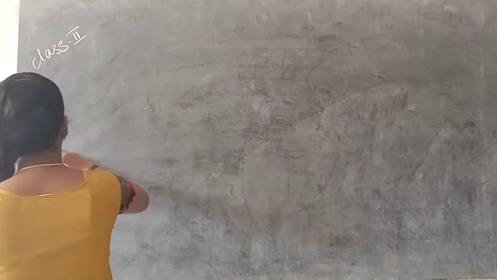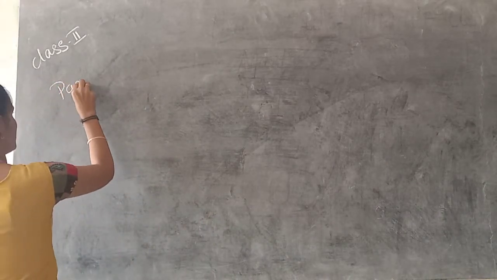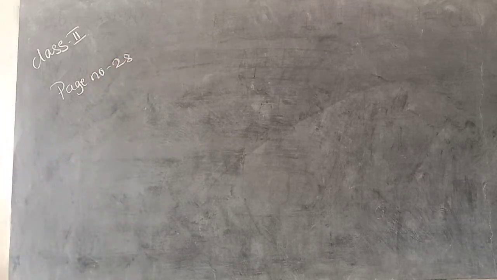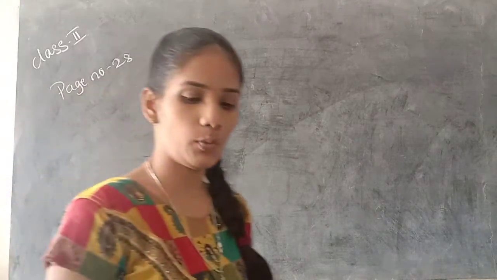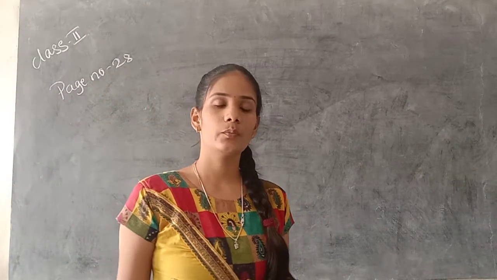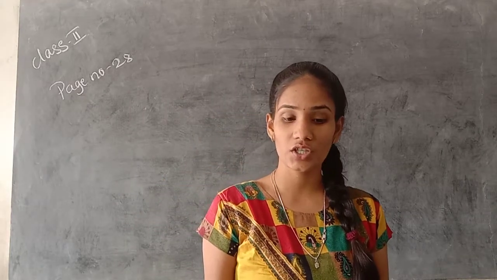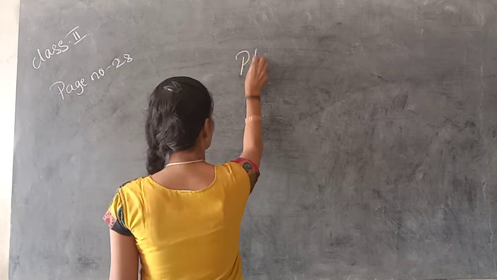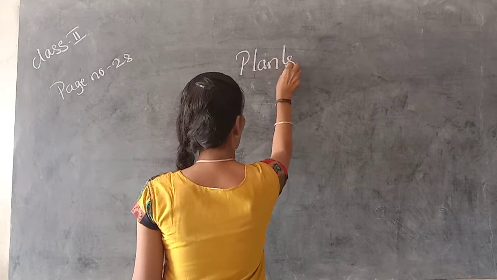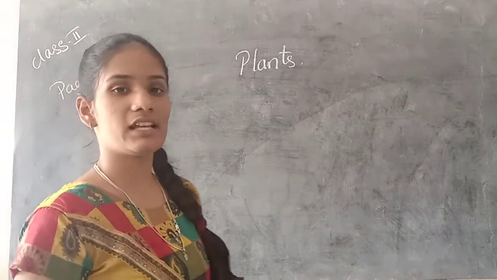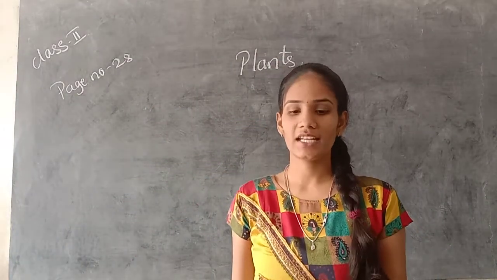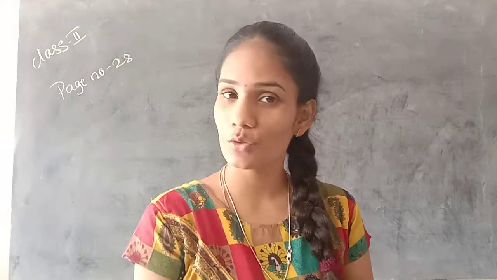So open the book, turn the page number 28. So page number 28. So what is the name of the third unit? That's plants. Yes, the name of the lesson is plants. So this is our third lesson.